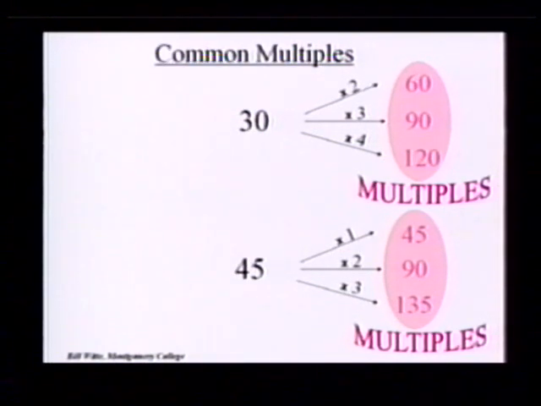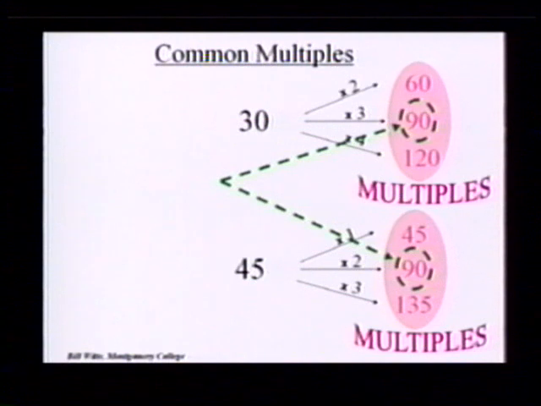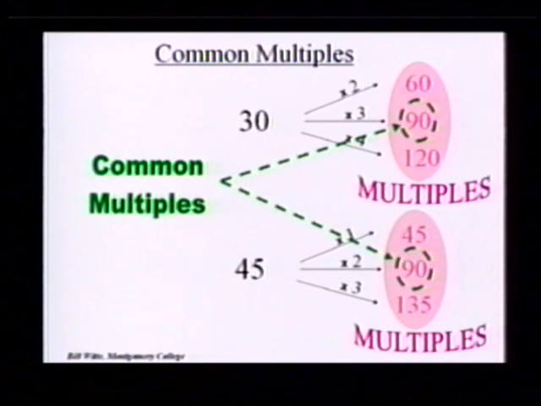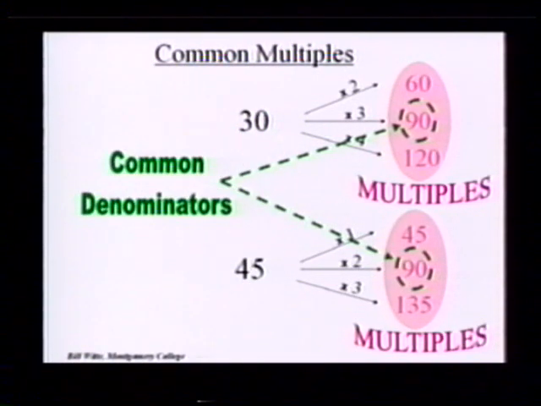So that's the idea. Now, I'm looking at these two numbers, 30 and 45, and I note they have the same multiple sometimes, okay? That would be called a common multiple of these two numbers. Now we have a fancier word for common multiples that we're going to use with fractions. We're going to call them common denominators, okay? It sounds kind of crazy, but same principle. Common multiples, common denominators.